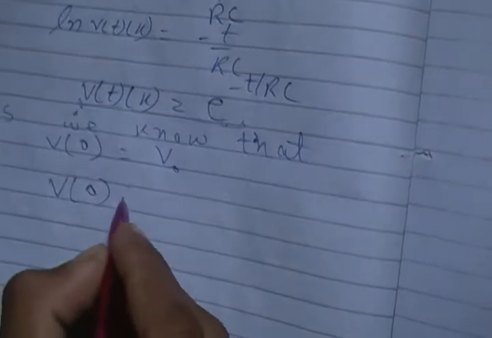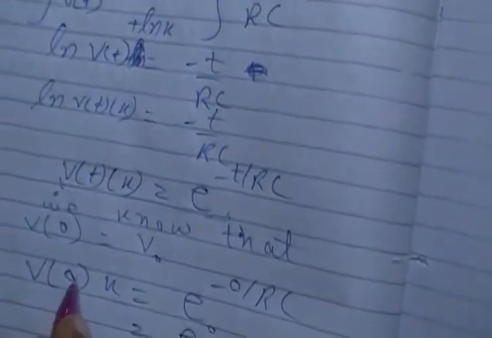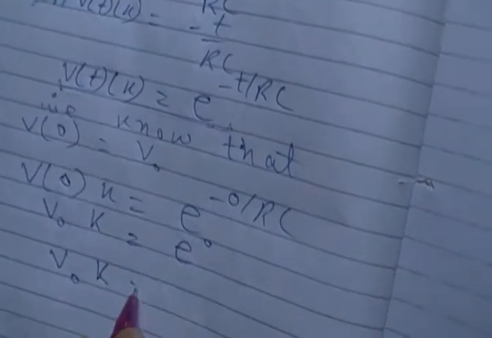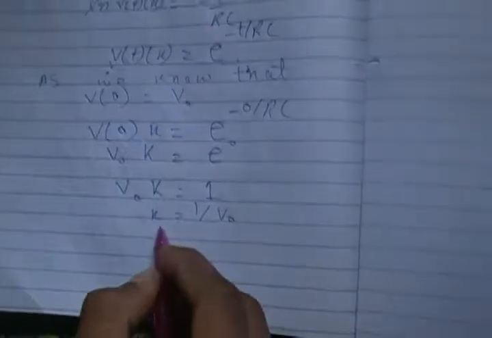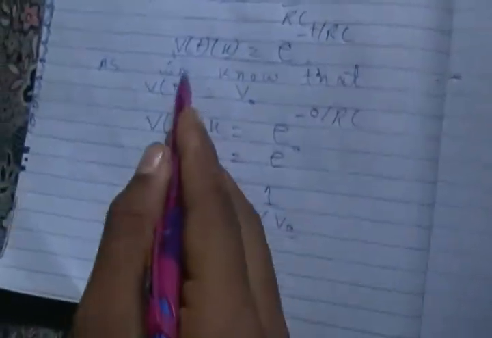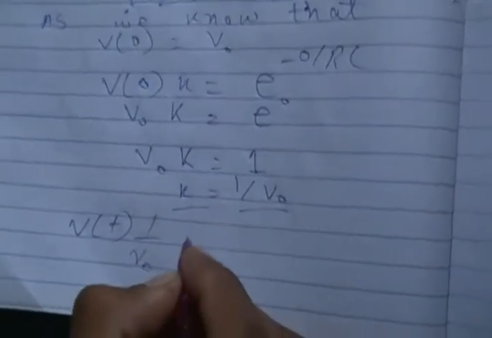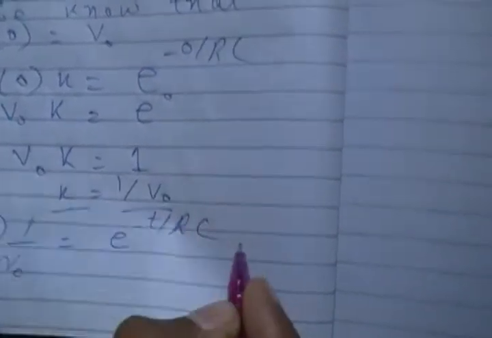So put in here t is equal to 0: V of 0 times k is e to the power minus 0 over RC. So this would be e power 0. This would be V of 0 is equal to V naught k. V naught k is equal to, this would be 1. So k is equal to 1 over V naught. So we will put this k value in this equation: V of t times 1 over V naught is equal to e to the power minus t over RC.